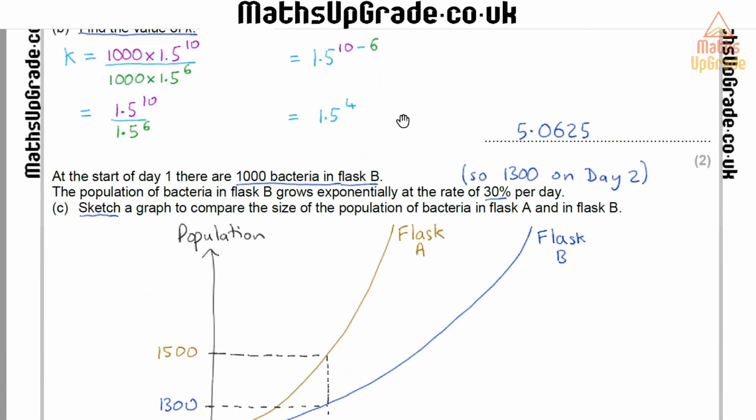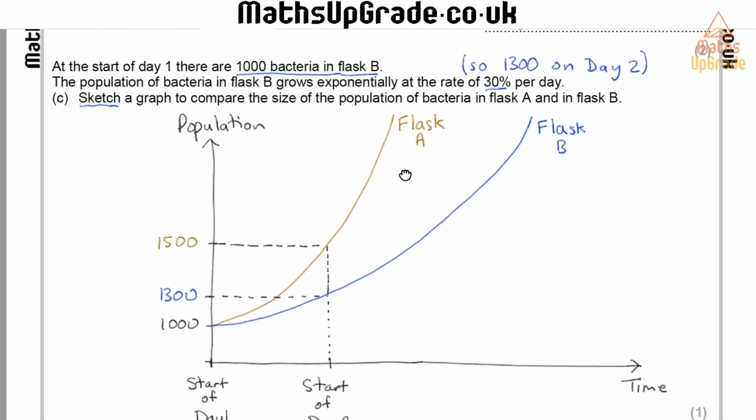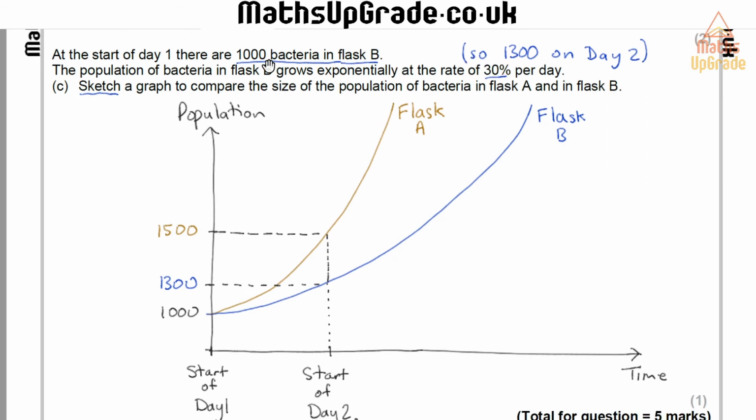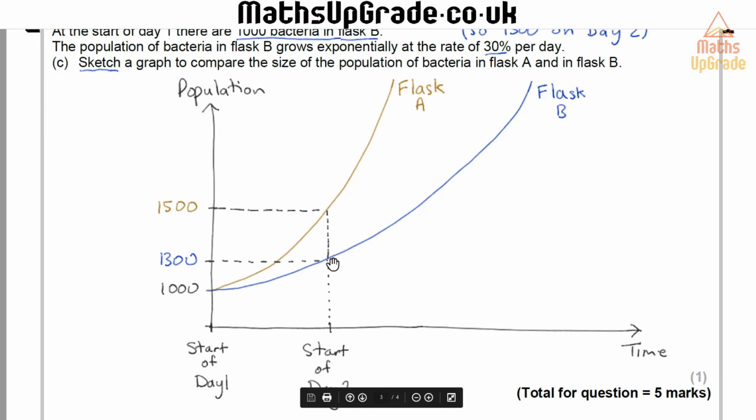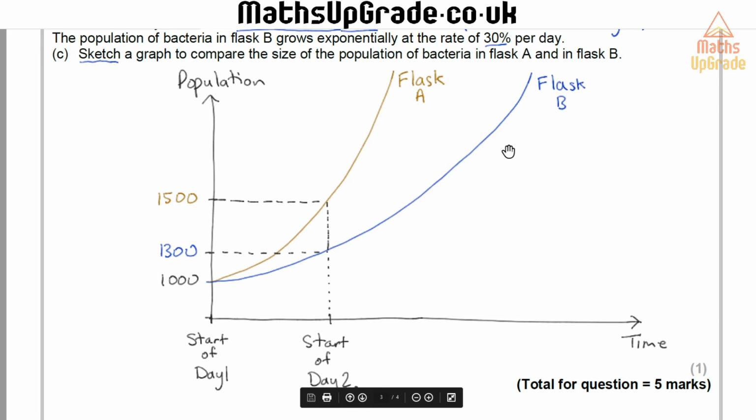Now for flask B, I know that since it's a rate of 30% growth, that means it starts with 1,000 bacteria. So it starts exactly the same point here, but it'll only grow by 300 on that first day, since that's 30% of 1,000. So on day 2 there'll be 1,300 bacteria in flask B. So you can see 1,300, it'll be lower than flask A, and I've just labelled those values on. You may not have to do this in the exam, but I've done it for you here just to show you that flask B will be a much shallower gradient than flask A.